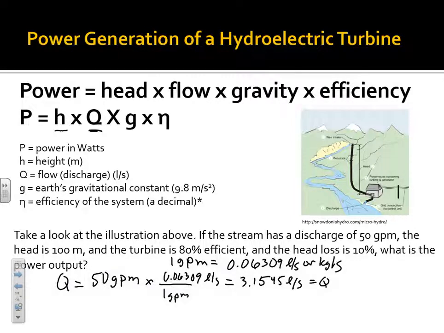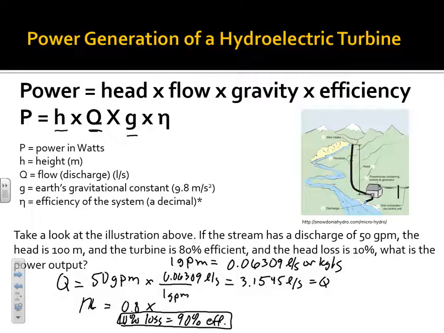Now what else do we have here? We know the force of gravity. Our efficiency, in this case, is actually pretty easy if you have multiple efficiency numbers. Our overall efficiency is going to be 80% or 0.8 times a head loss of 10%. So 10% loss equals 90% efficiency, right? Hopefully that makes sense. So 90% efficiency is a factor of 0.9.